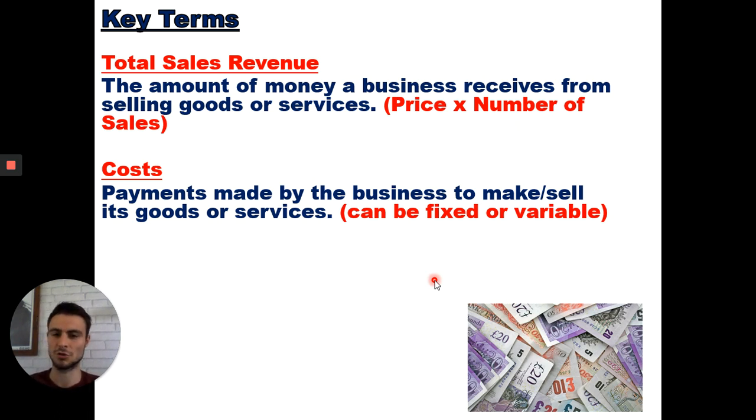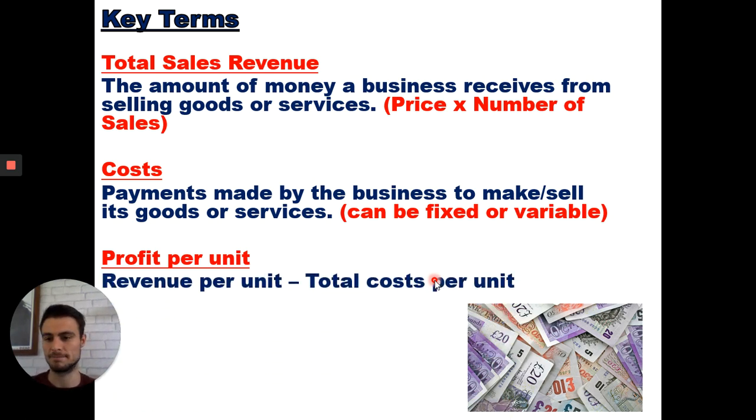Variable. Per unit. It is just what is per item. So if you sell cars, it's per car. If you sell hats, it's per hat. If you sell mobile phones, it's per mobile phone.